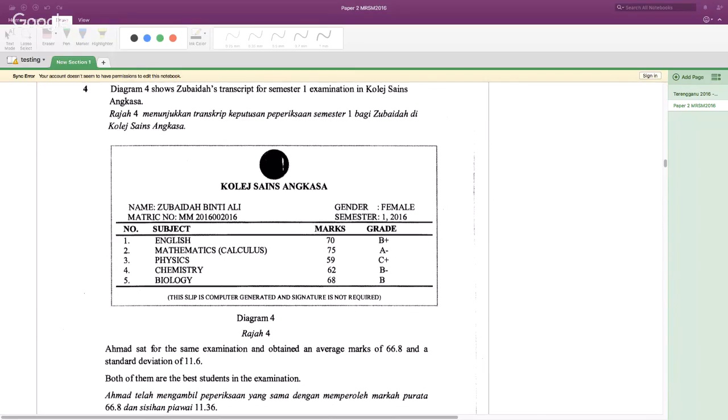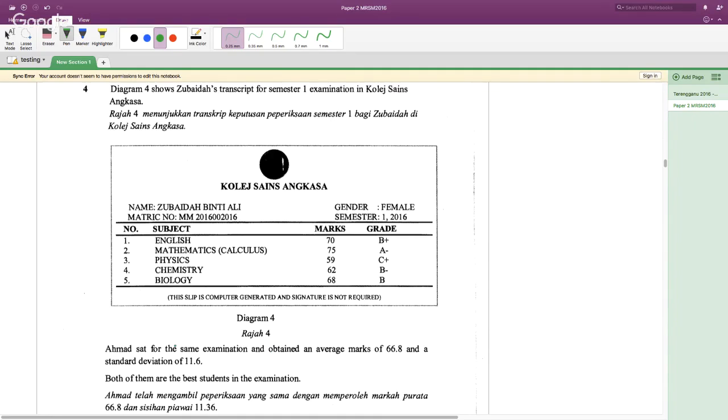Okay, let's have a look at this statistic question. Diagram 4 shows the transcript for the semester 1 examination in college science Angkasa. Let me call it JUP, just some short form. This is the result paper for JUP. It only takes 5 subjects, and this is her mark.